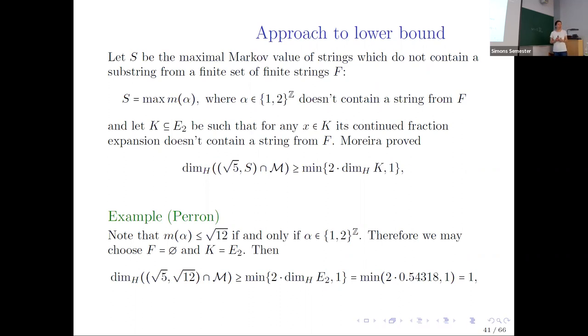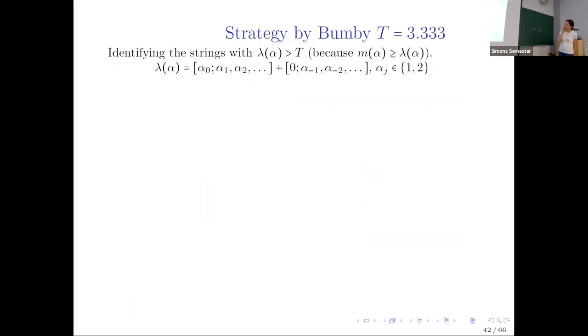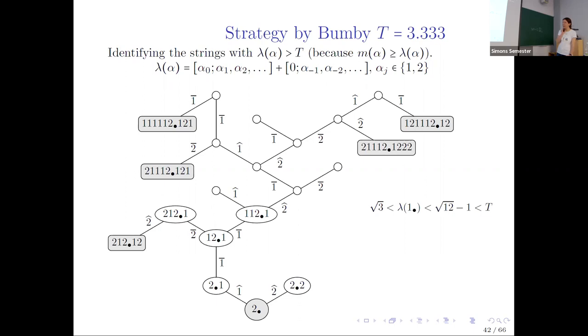So this approach is due to Bombieri. Let us just try to go over it again. So if I pick up a value of t, 3.333, and this is my function, this is just the Markov value of a sequence. What I'm going to do is construct a tree, which I call the Bombieri tree, which will let me decide which sequences to pick up and which sequences to withdraw.